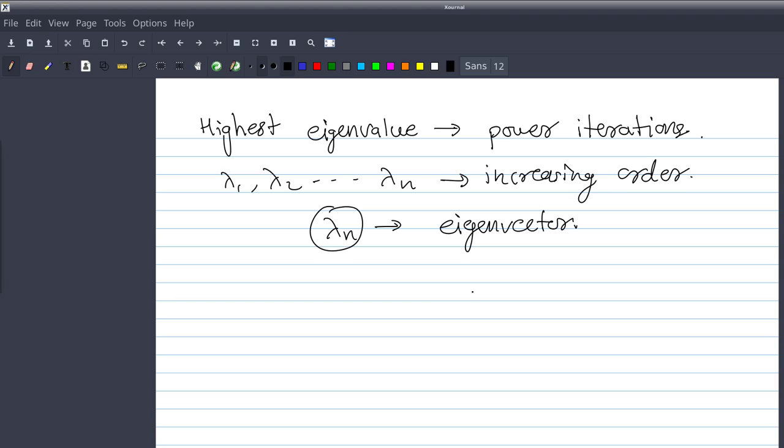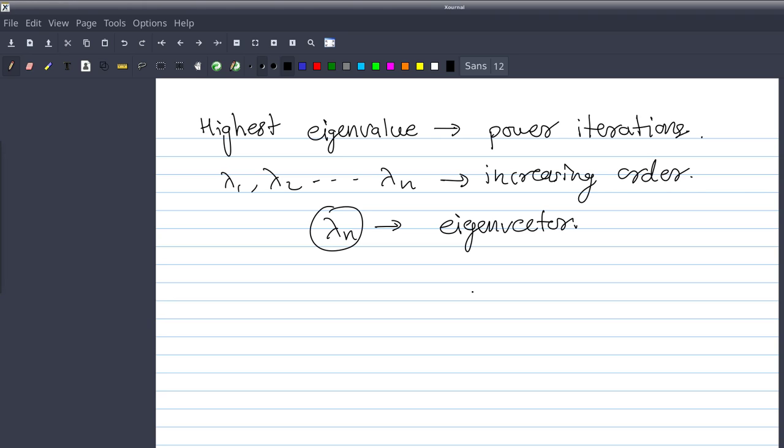Don't directly jump onto those conclusions. It gives you the highest eigenvector. That's the only conclusion for now. Okay, sir.